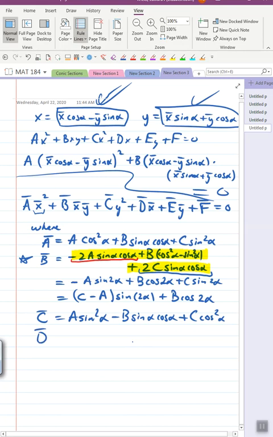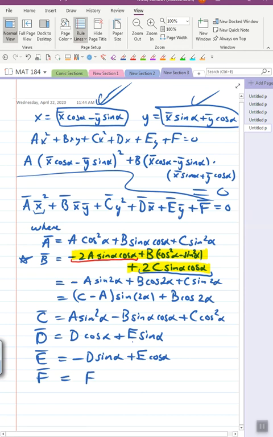The others aren't important in the development we're going to do, but they are needed when you go to actually do the problem, so I'll just write them down. D bar is just d cosine alpha plus e sine alpha. E bar is minus d sine alpha plus e cosine alpha. And f bar is just f. The constant term doesn't actually change, which makes sense.